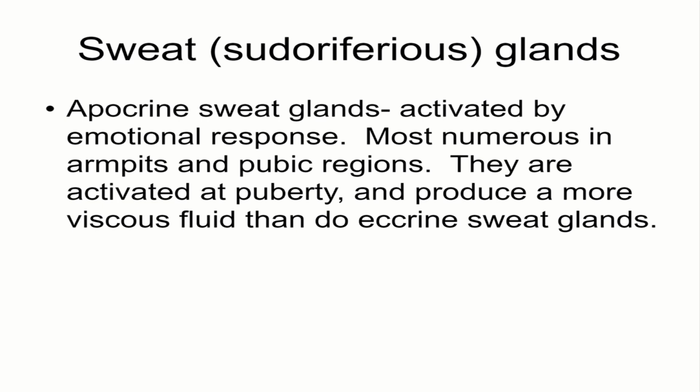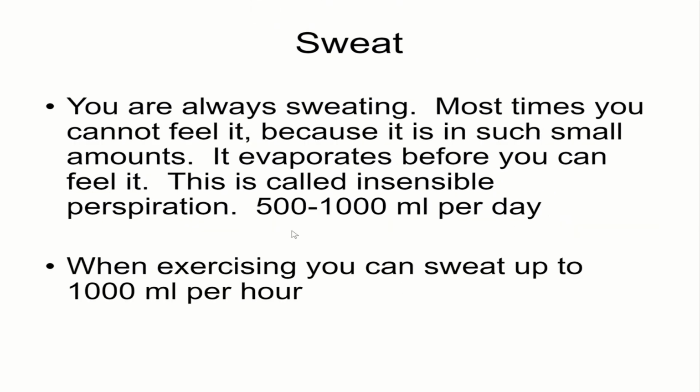Apocrine are emotional response sweat glands. So these are when you're feeling anxious or nervous. These are the ones that are going to activate. These are most closely found in things like the armpits and the pubic regions, and these do not activate until puberty. Also, the fluid here is slightly more viscous. That means it's a slightly thicker type of sweat than we see in the eccrine sweat glands.